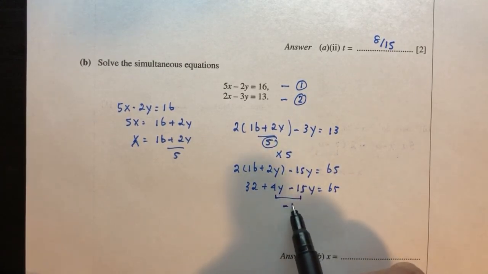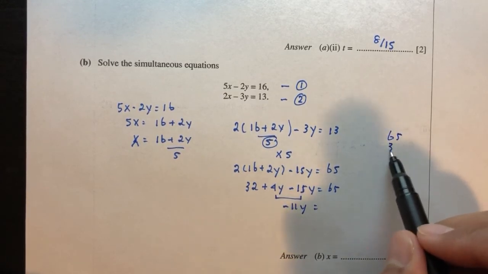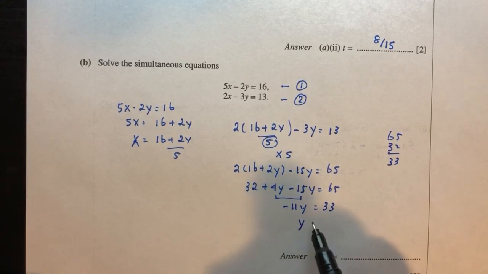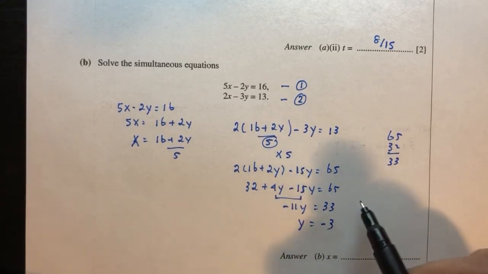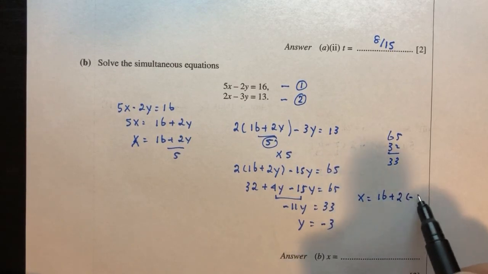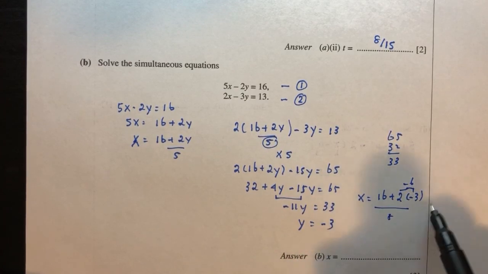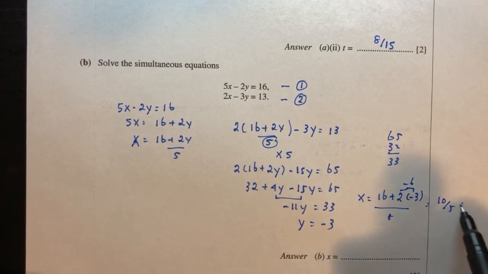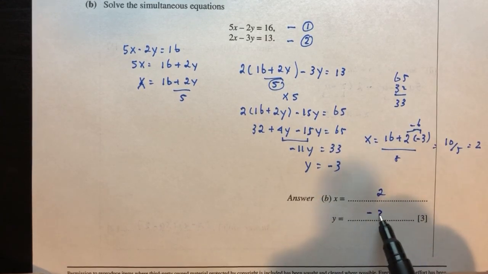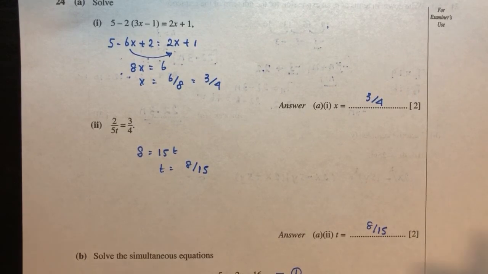This will be minus 11y equal to 65 minus 32, that will be 33. So y will be minus 3. Value of x will be 16 plus 2 times minus 3, which is minus 6, divided by 5, which is 10 divided by 5, which is 2. So x will be 2 and y is minus 3. So this is question number 24. That was the last question of this paper.